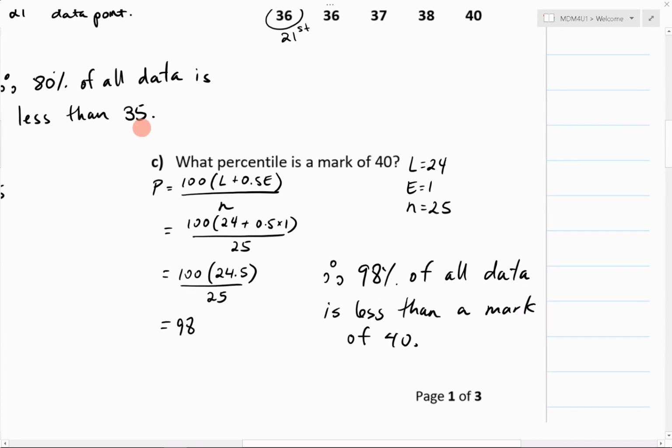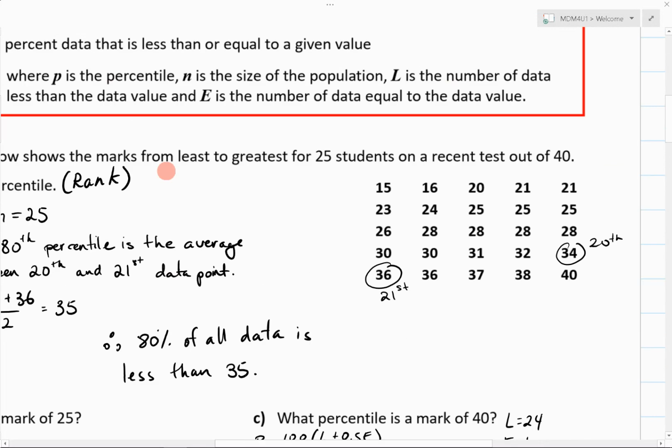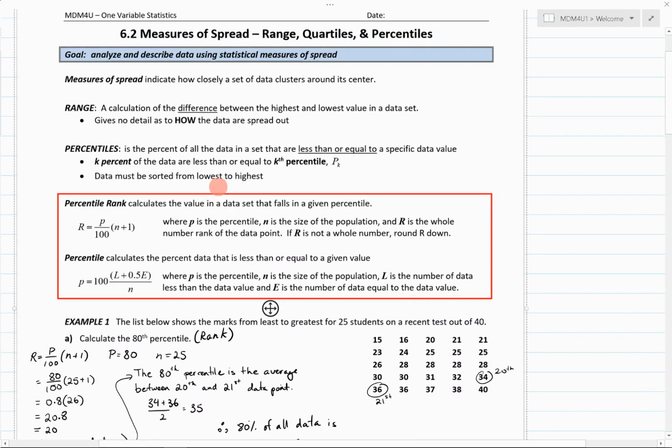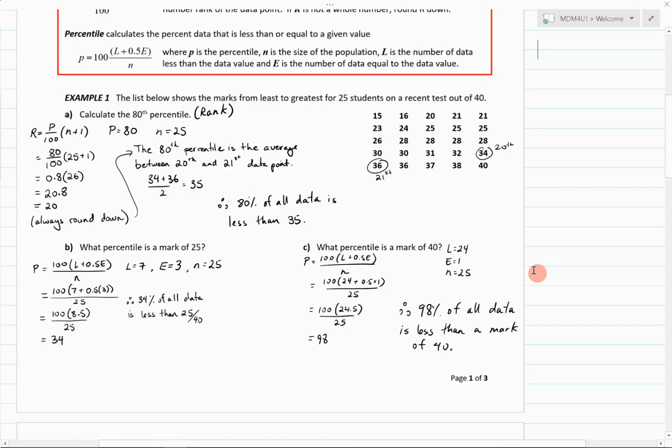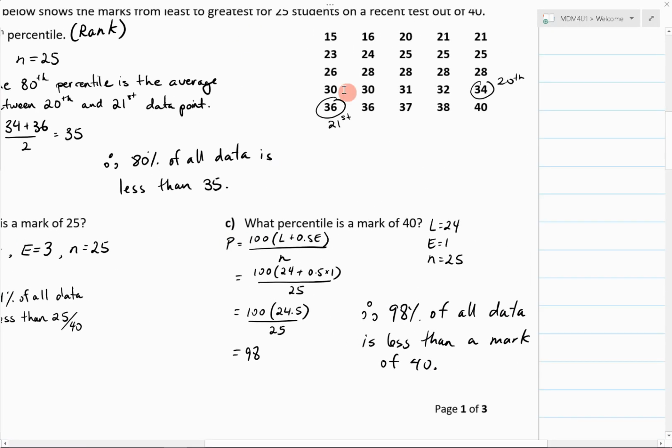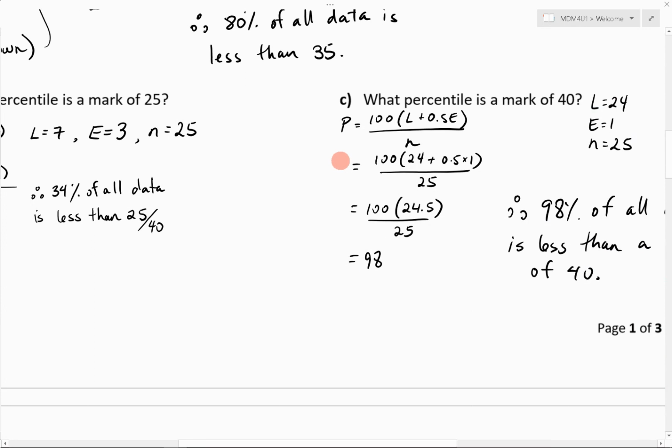Okay, so back to the definition of percentile. It is the percent of all data in a set that are less than or equal to a specific data value. So we're saying here that 98% of all the data in this set is less than a mark of 40, and that 40 represents that last bit to carry it to the rest of the data set.